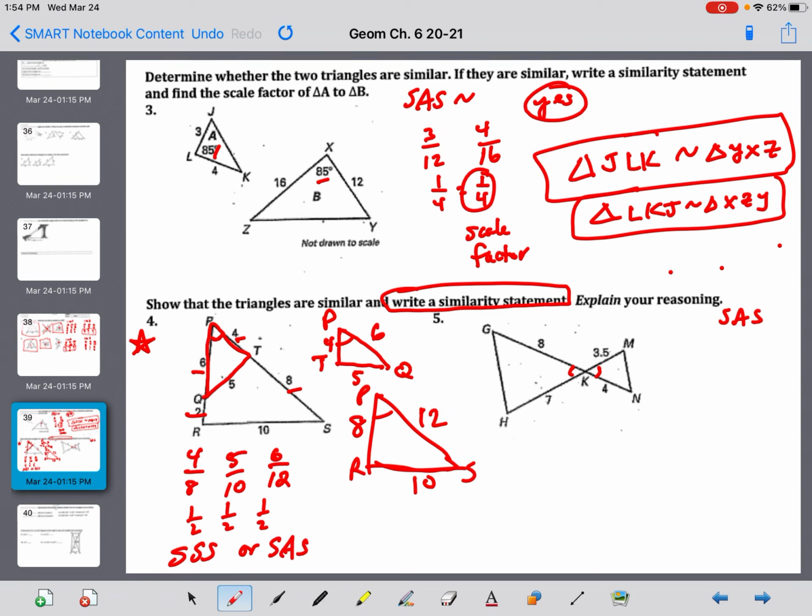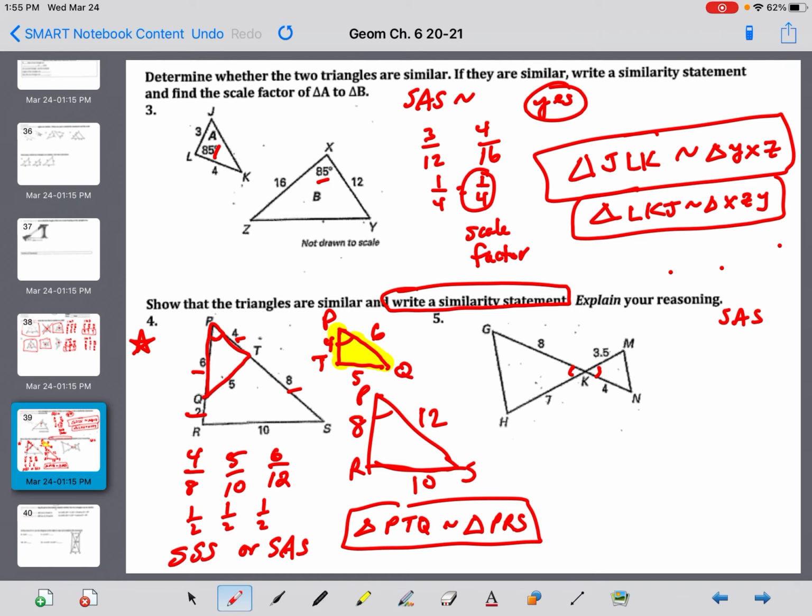And the similarity statement, I'm going to go with the small one first, triangle PTQ. And that's easy to follow in the redraw. It starts at P, goes to T, and then to Q. I'm going to have to go PRS, triangle PRS. All right, so that would be a good similarity statement. There are other ones that are also correct.